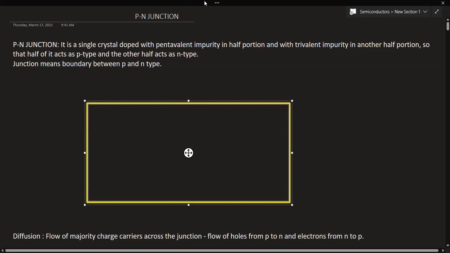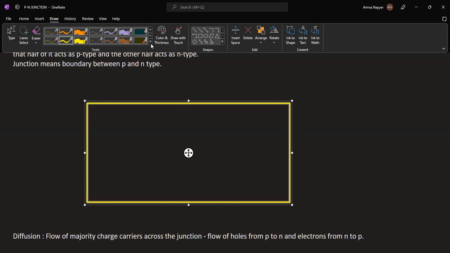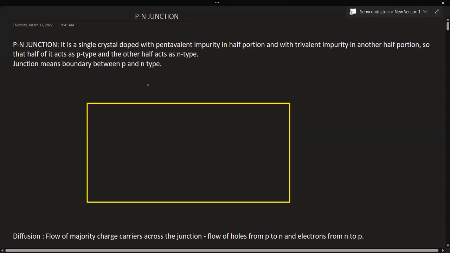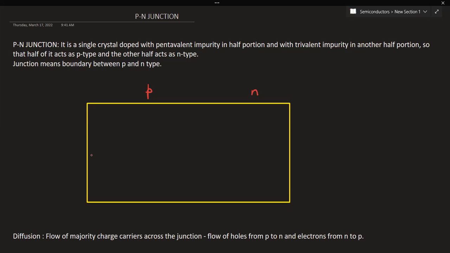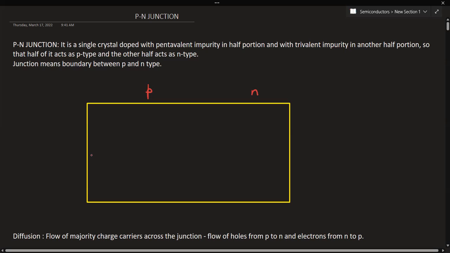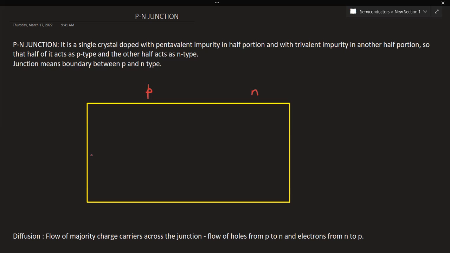If I represent it through this, let's say this is the P-type portion and this is the N-type part. This is a single crystal. Don't think that these are two crystals which are joined together. A P-type or N-type silicon crystal can be obtained by adding suitable acceptor or donor impurity into silicon. A P-N junction cannot be made just by placing a P-type semiconductor in close contact with N-type semiconductor.